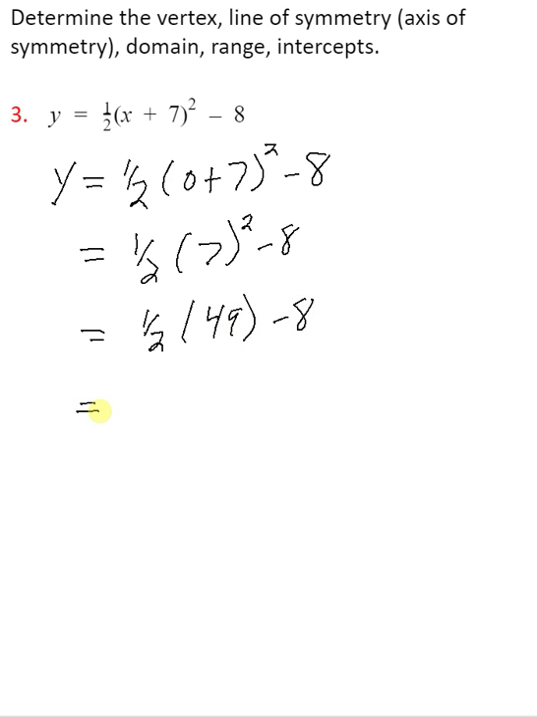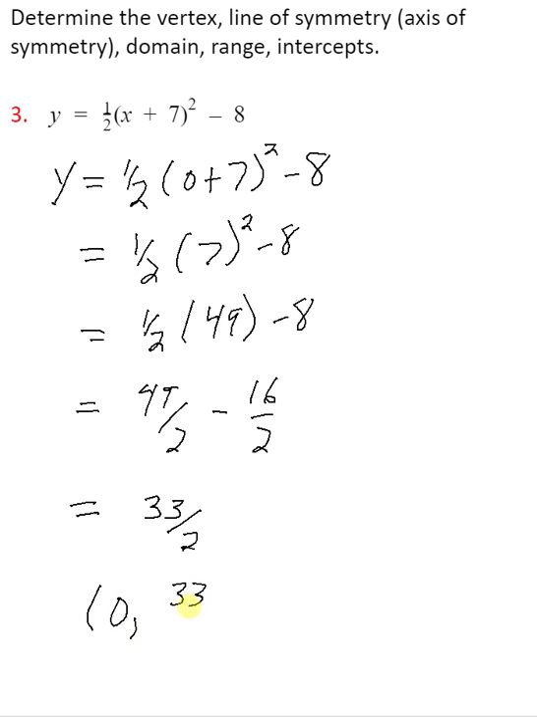And then that's going to give me 49 over 2 minus 16 over 2. So I went ahead and got common denominators for that. So that's going to give me 33 over 2. So my y-intercept is located at 0, 33 over 2. And I can't reduce that fraction, so I'm going to leave it that way. So now I'm going to find my x-intercept.